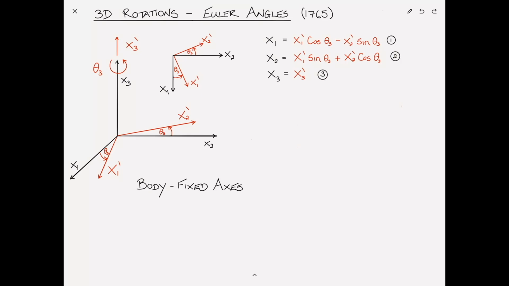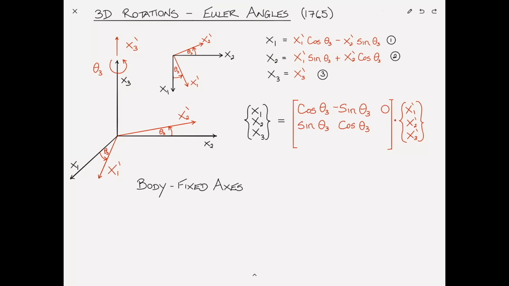And now I can rewrite this in matrix form as x1, x2, and x3 are equal to some transformation times x1 prime, x2 prime, and x3 prime. We can see that that matrix must be cosine theta 3, minus sine theta 3, and 0; sine theta 3, cosine theta 3, and 0; and 0, 0, 1. And these are just the coefficients that I can pick off from equations 1, 2, and 3.